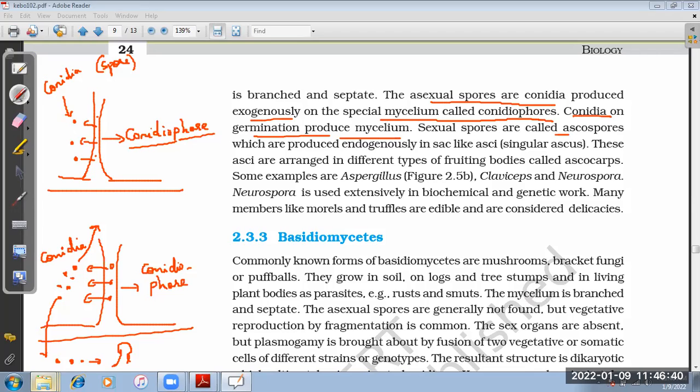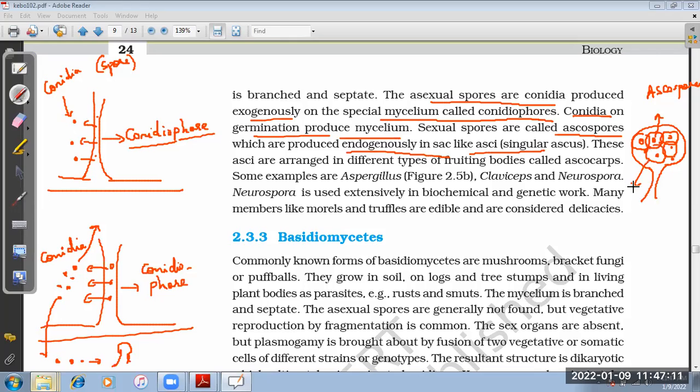Sexual spores are called ascospores. And they're produced endogenously in a sac-like structure called an ascus. So where are ascospores produced? Inside the sac. These are ascospores. Got it? So they're produced inside the sac-like structures.